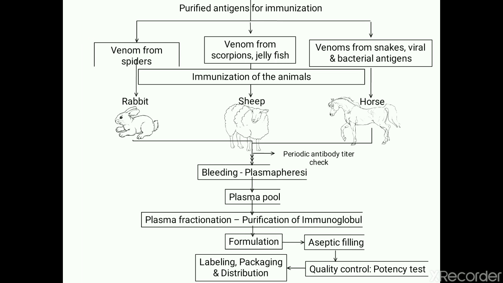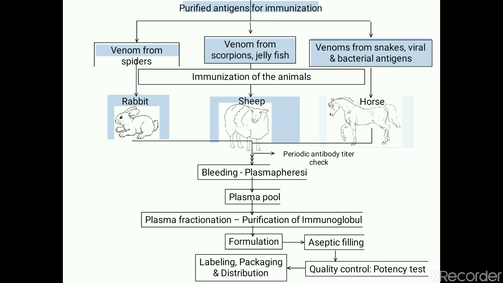This is the flow sheet for the production of antisera. The purified antigens which are required for immunization are such as venoms from spiders, venom from scorpions or jellyfish, venom from snakes, viral and bacterial antigens. In general, for venom from spiders, rabbits are used. For scorpion and jellyfish venoms, sheep are used for immunization. Then horses are used for immunization by snake antigens, viral and bacterial antigens.